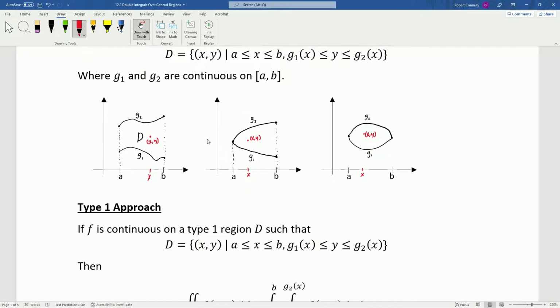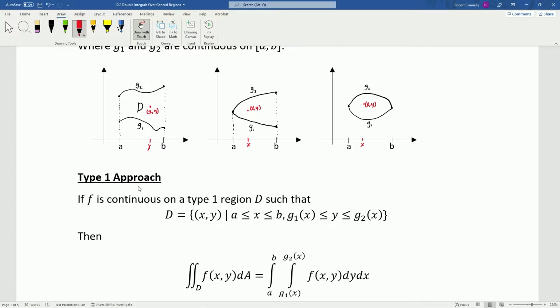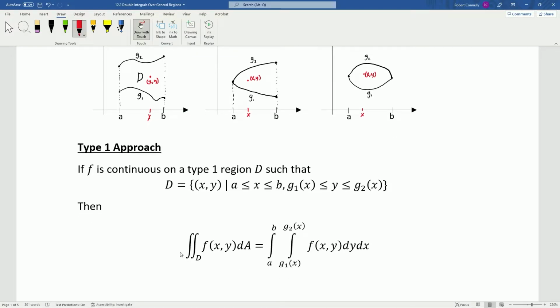So if we have a type 1 region, then the way we integrate this is we write our double integral as an integral from a to b of the integral from g1 of x to g2 of x of the function f of x y dy dx. So by integrating with respect to y first, when we integrate, we'll substitute in these functions of x, and that will eliminate the y variable, so that then when we integrate with respect to x, we'll be evaluating at these fixed points, and we'll get an actual numerical value at the end of the integral.